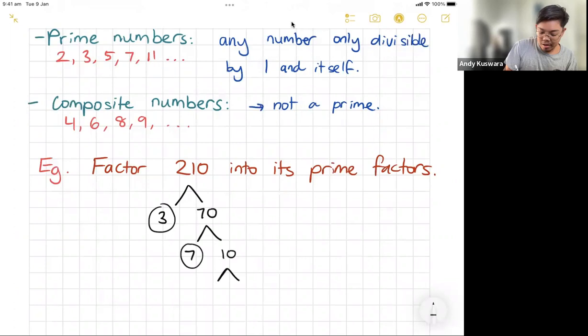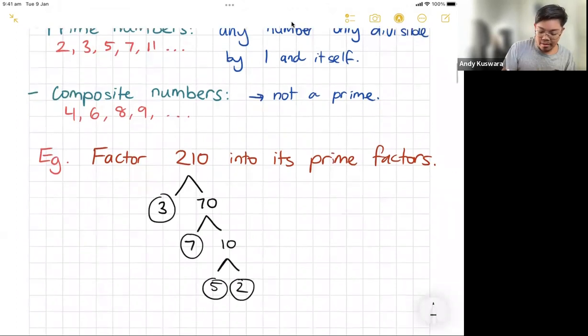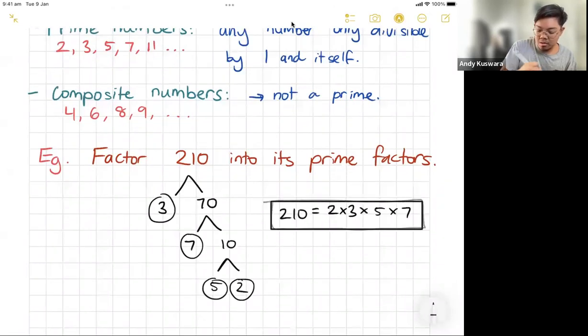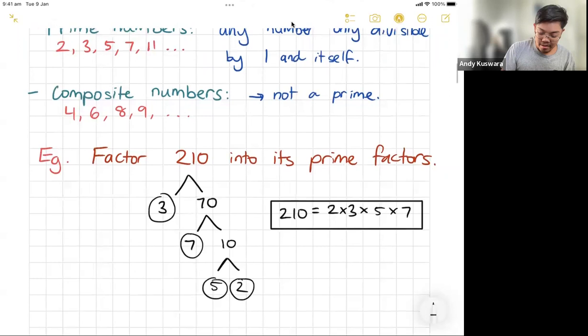And then 10 will break up as 5 and 2. And 5 is a prime, 2 is a prime. Don't forget, 2 is the only prime number that's even. And that's it. So in this case here, 210 can be written as 2 times 3 times 5 times 7. That's broken up into its prime factors.